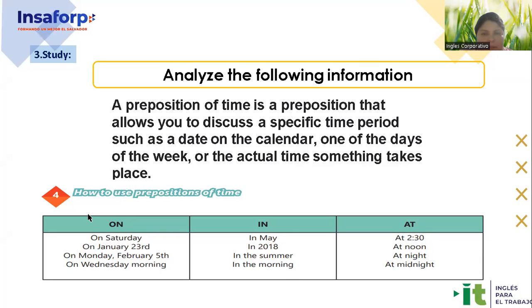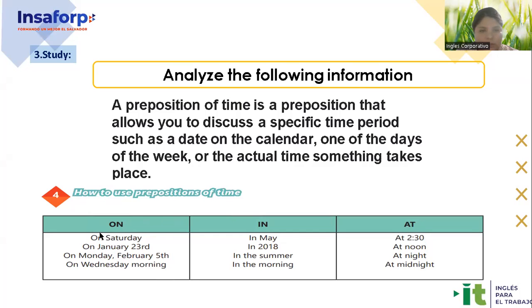Sometimes it takes place, okay? Entonces nos indica cuando algo toma lugar. So each of them has a particular use. Cada una tiene un uso en particular. Oh, varios usos. So let's start with the first one, on.